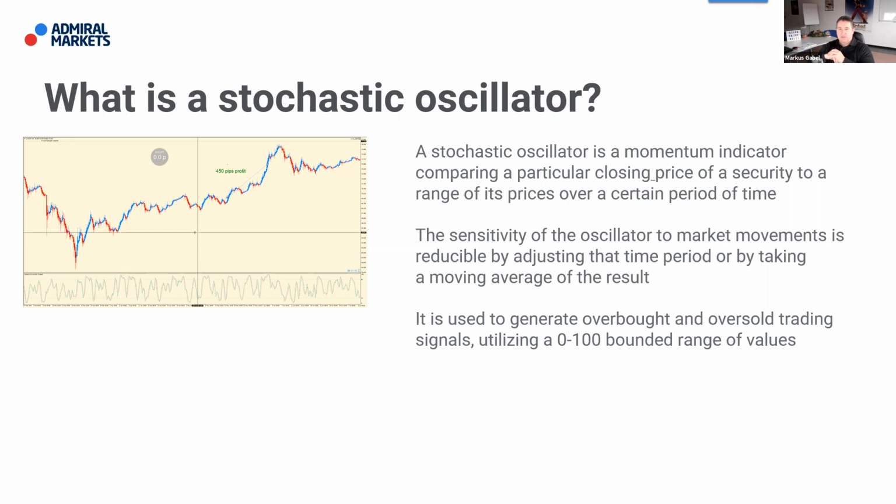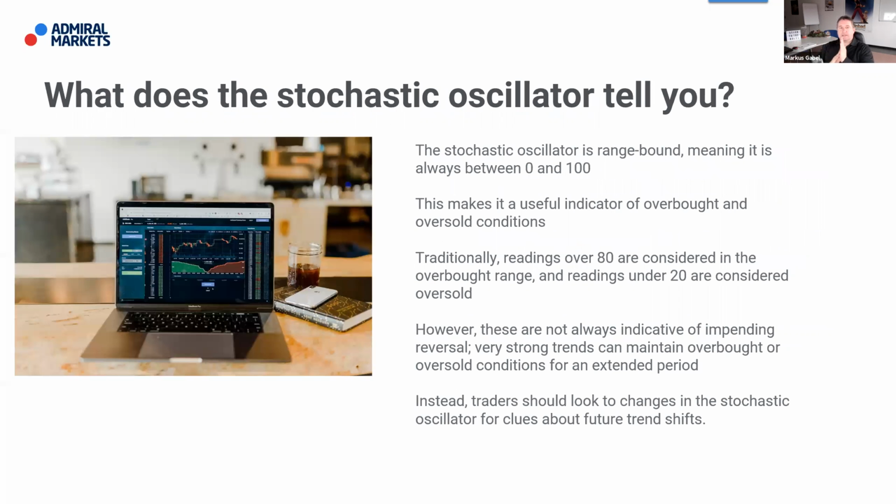So, special words we have to focus on. Price: always we are focused on the price, not on the label. And then we have these overbought and oversold points. So we have to focus on these things. So what does this stochastic oscillator tell you? It's a range-bound oscillator, and its range oscillates between 0 and 100.